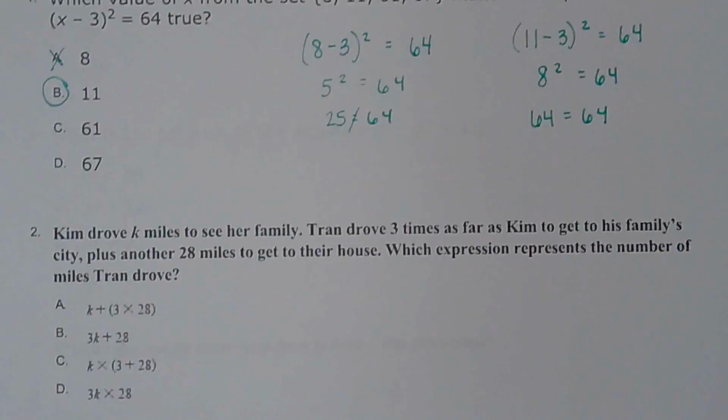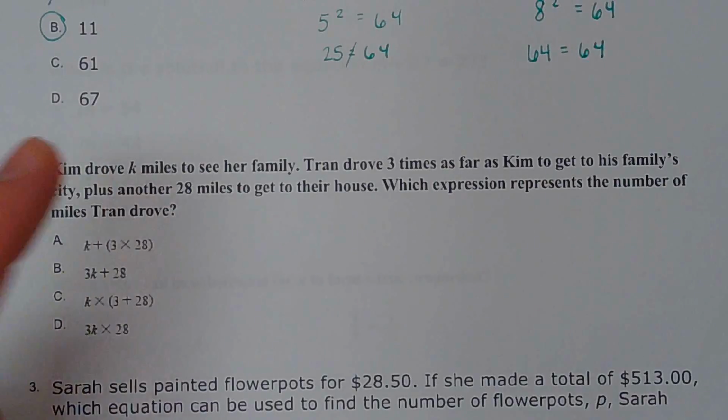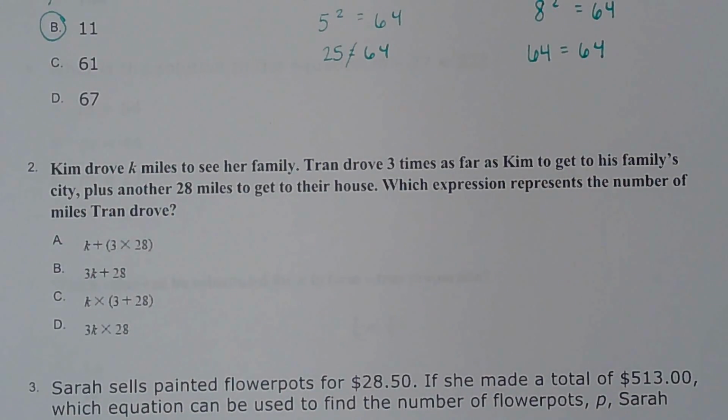Next one. Kim drove K miles to see her family. So in other words, we don't know how many miles Kim drove. They're just saying she drove this number of miles. Tran drove 3 times as far as Kim to get to his family's city, plus another 28 miles to get to their house. Which expression represents the number of miles Tran drove? So this isn't a problem that you're actually solving. You're just trying to figure out which expression would get you the right answer.